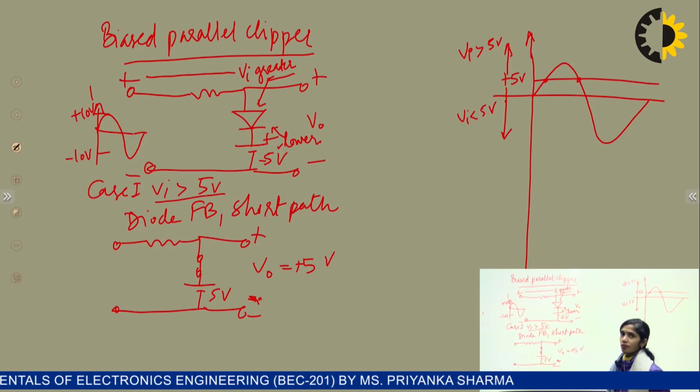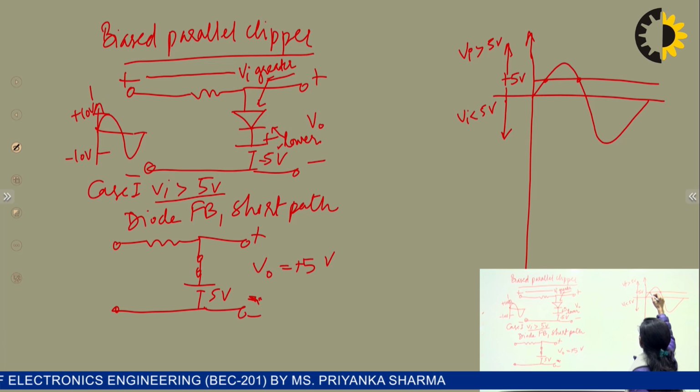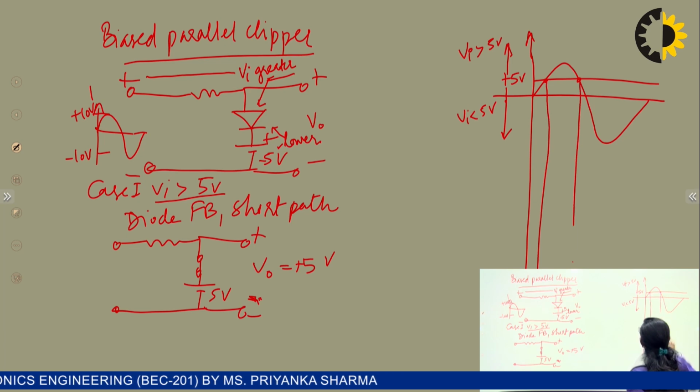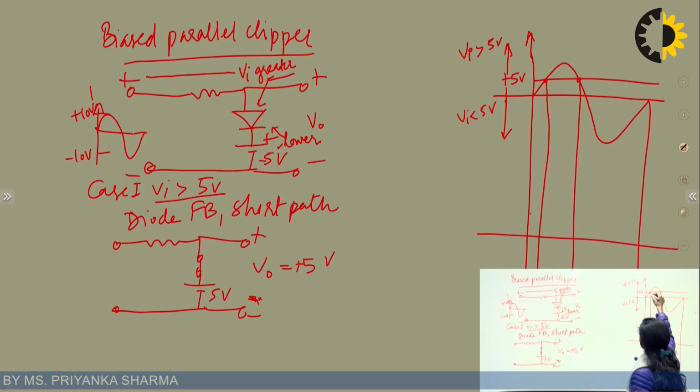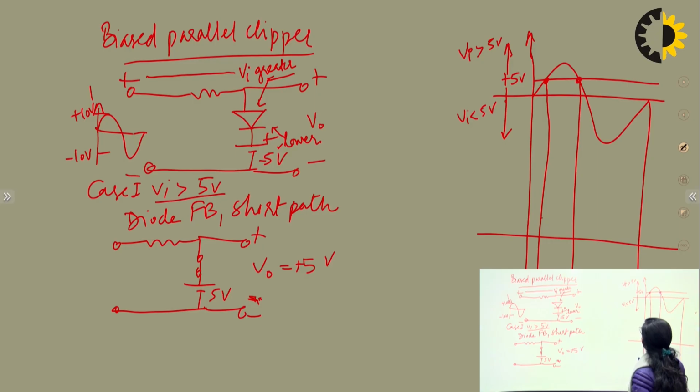So in the graph we can plot like this by drawing the projections at 5 volt. We can see here for greater than 5 volt, that means for this region, we get the output at a constant value, that is 5 volt.